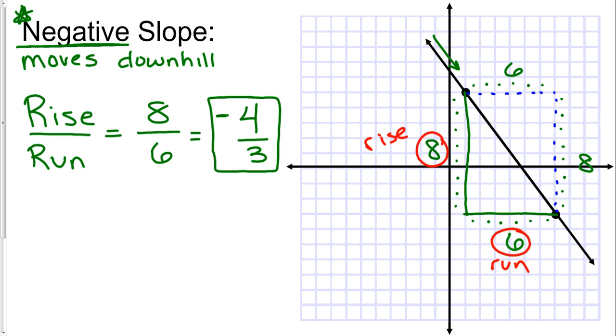So those are the 2 most common types of slope you're going to have, your positive slope and your negative slope. Always draw your triangle, count your rise over your run, write your fraction, and then make sure it has the correct sign.